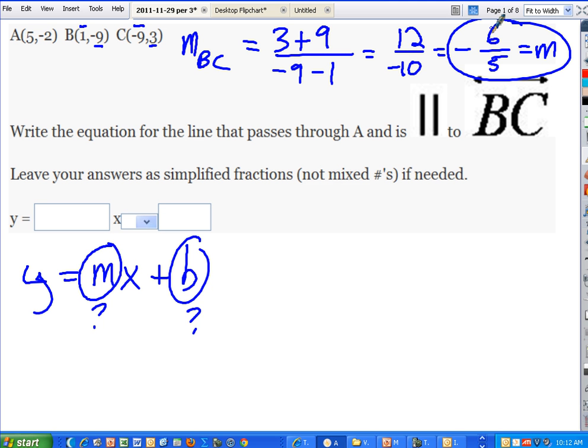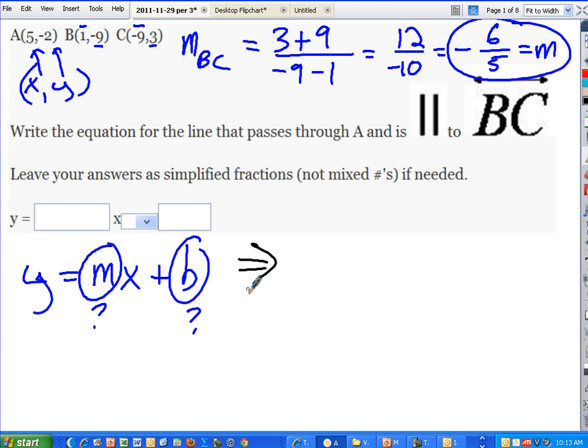Now I got to find b. Now what's our little trick for finding b? Yeah, I can plug in all this stuff, can't I? I know what m is. I know a value of x and y that are on my line, so I can plug in the values for x and y, so the only thing left over is b then, right? So look, what happens when we do that? Let's take a look.